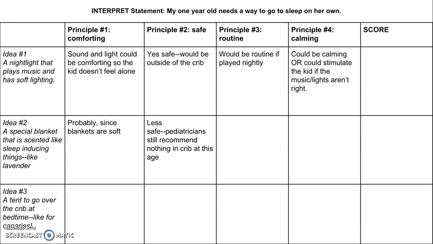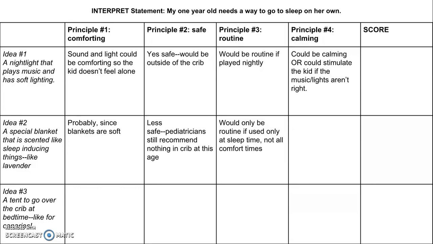Looking with idea 2 against it being routine. It would be routine, but only if it was used at sleep times, not all comfort times. It's kind of hard with kids if there's something that comforts them to resist using it whenever they're upset and only use it at bedtime. So that could kind of be a gray area.